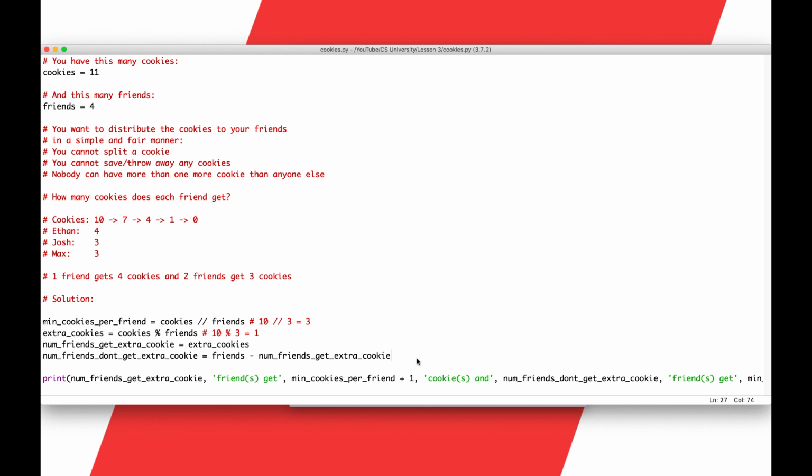Hopefully that all makes sense. Good application of integer division and modulus. These are concepts that will show up again in the future, whether you expect them or not, but they're good things to know.